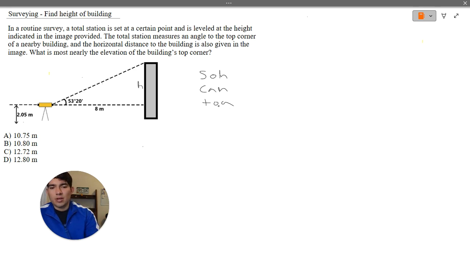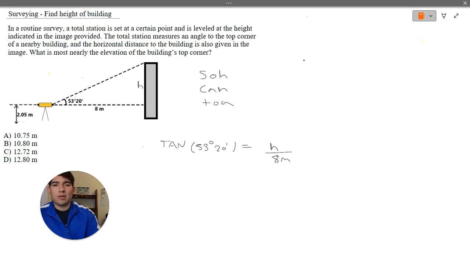So in this case, we're going to use tangent because we're trying to solve for the opposite, which is our h right there. And then we have this adjacent measurement and we have this angle right here. So the way that we're going to set that up is we're just going to do tangent of the angle that we have, which is 53 degrees and 20 minutes, is equal to opposite over adjacent. So in this case, it would be h over 8 meters.